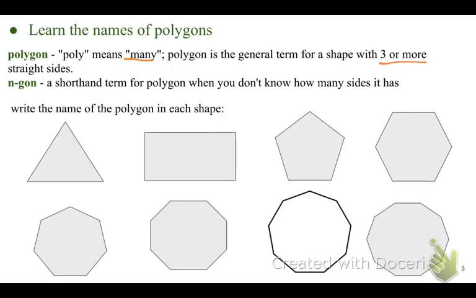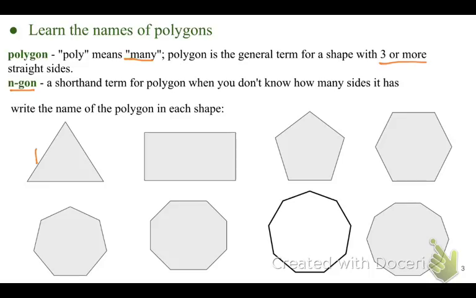And then you might run into the term n-gon, which is a shorthand term for polygon when you don't know how many sides it has. So you might get a question that says, you have an n-gon with a total of 540 degrees. How many sides does it have? That might be a question you could see. So let's just review and write the name of the polygon for each shape.